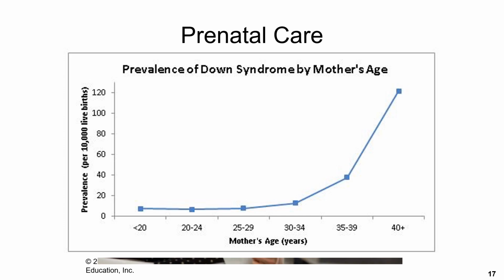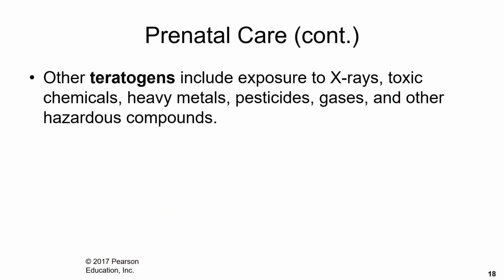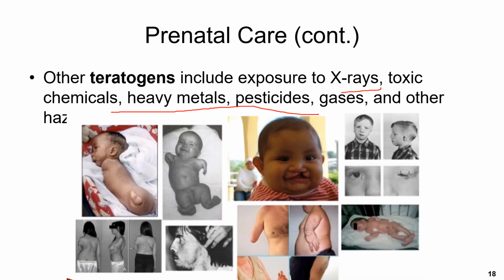Okay, that's quite common now, to have babies at a later age compared to many decades ago. Okay, but studies show that there's a higher incidence or prevalence of Down syndrome with older mothers. In addition to age, there are other factors that can affect the development of the embryo: x-rays, toxic chemicals, metals, pesticide gases. So we have to be careful what we expose our pregnant individuals to, what they take in.